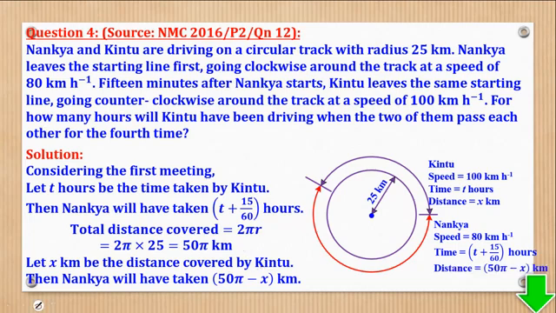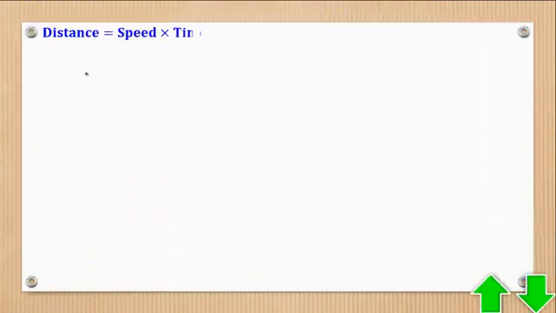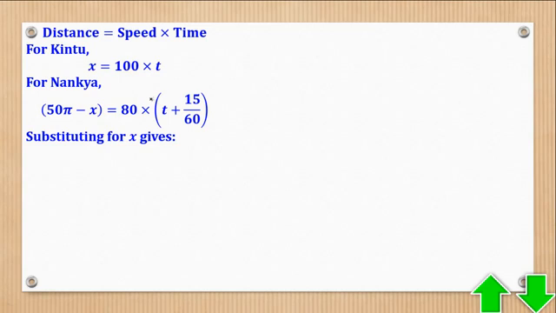Okay, so now that I've got the distance for each and the time for each, we can come and make our calculation. Distance is speed times time. Therefore, for Chintu, we have distance is x, speed is 100, and time is t. What about for Nancha? Distance is 50 pi minus x, speed is 80, and time is t plus 15 over 60. Therefore, come and substitute, because we have two equations. Substitute for x. So this x here is 100t, so come and put it here to come up with this.